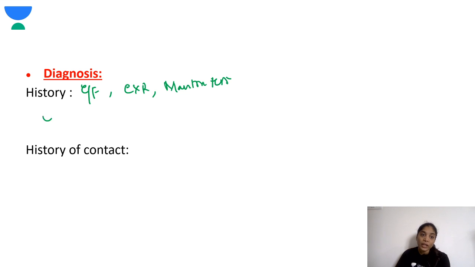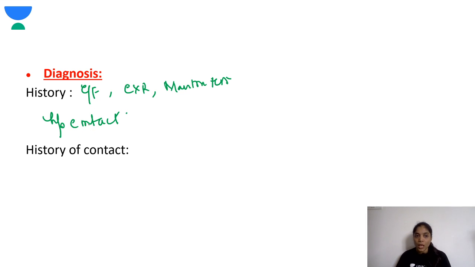You have to ask for history of contact. This is very important, especially in children, because children just can't get tuberculosis like that. There has to be a history of an adult. So always ask for history of contact in a child who has tuberculosis, or whom you are suspecting to have tuberculosis. So what is a history of contact?